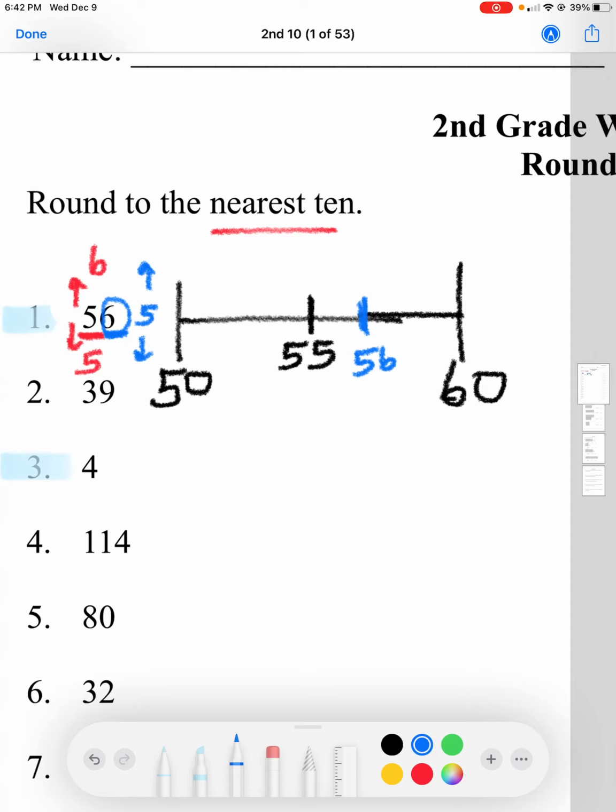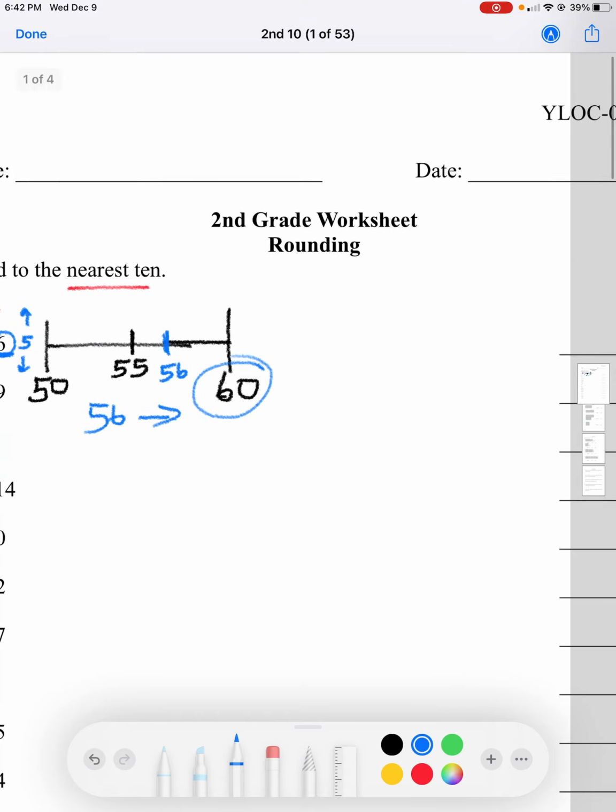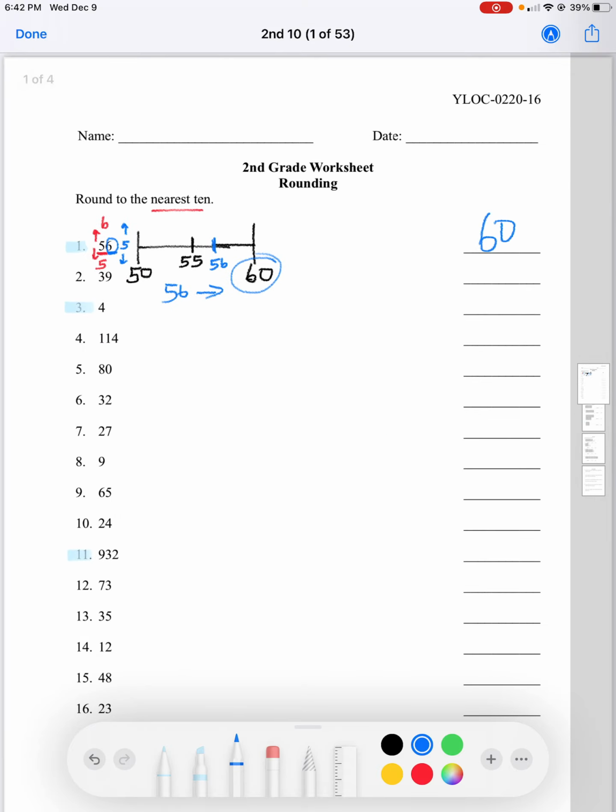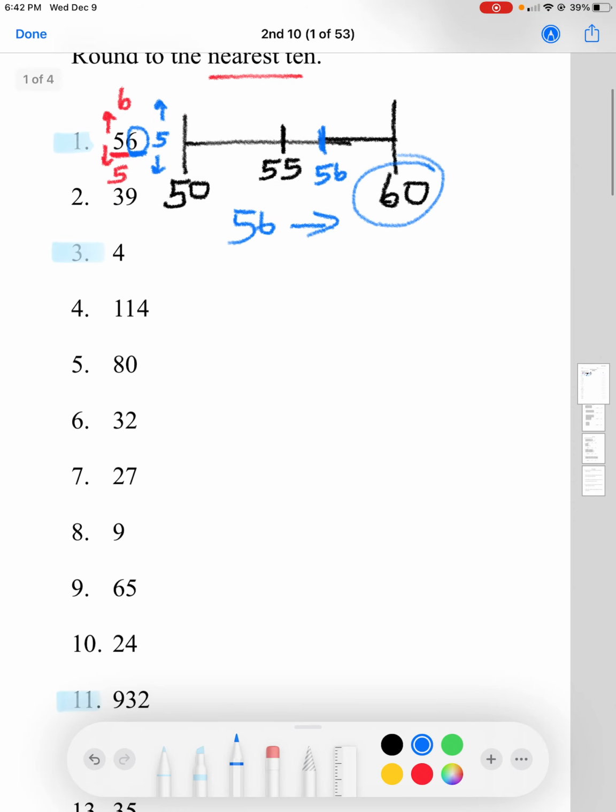Now because it's ahead of 55, we know that 56 is bigger than 55. So that means we're going to be rounding this number 56 up to 60. So the answer to this question is 60. Now let's try that with number 3.